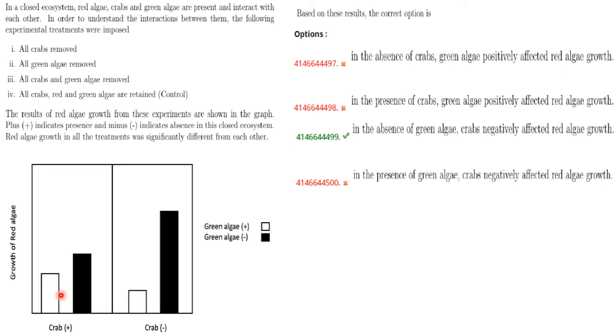So it negatively affected. So that is also incorrect. Then next one. In the absence of green algae, that is you have to see for the black bars, crabs negatively affected red algal growth.